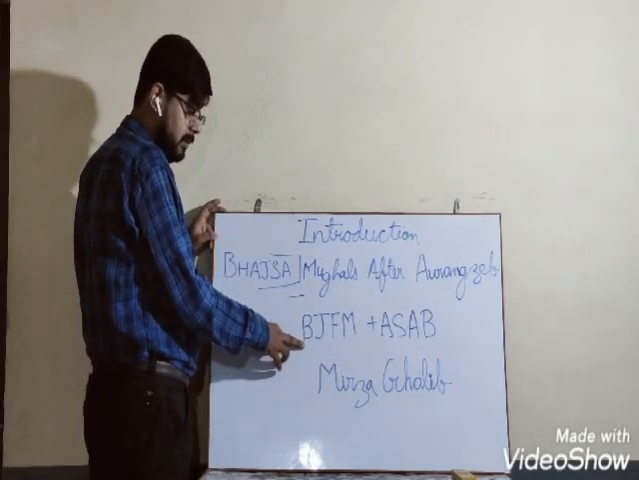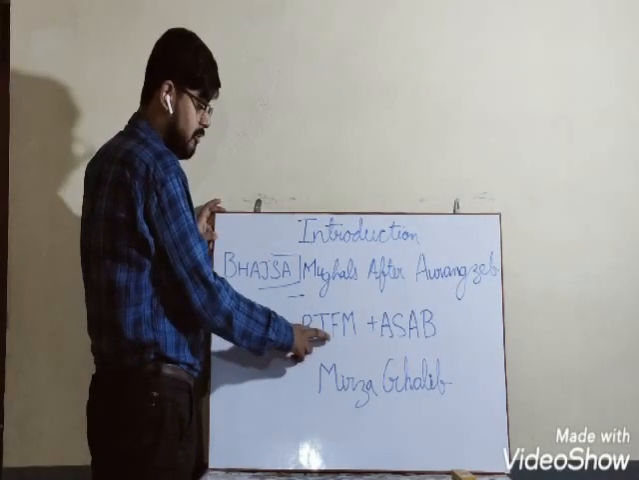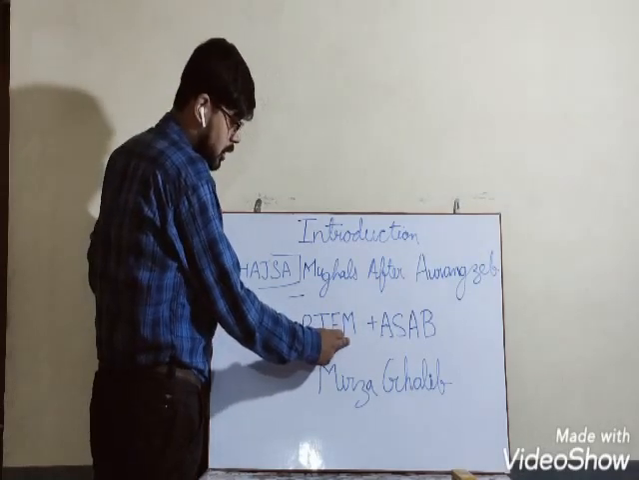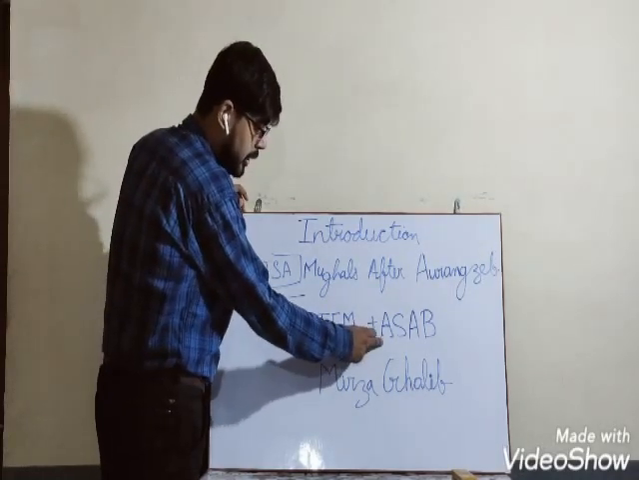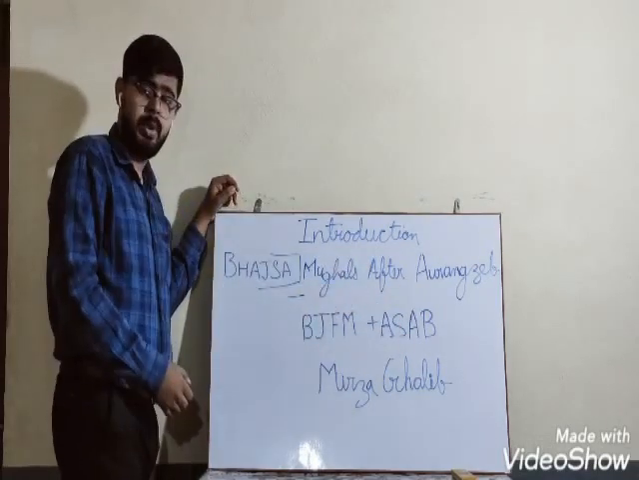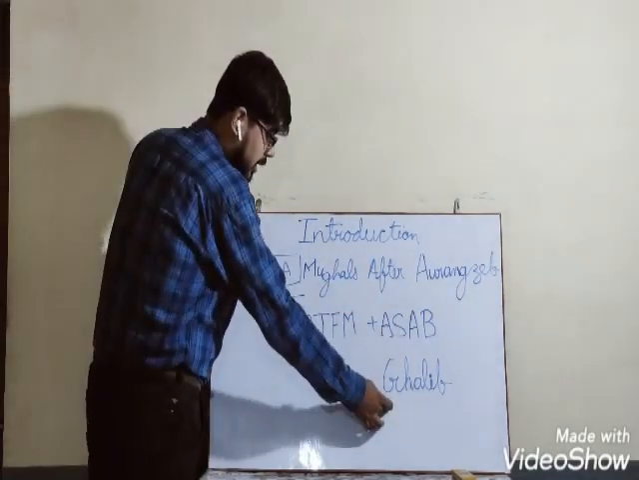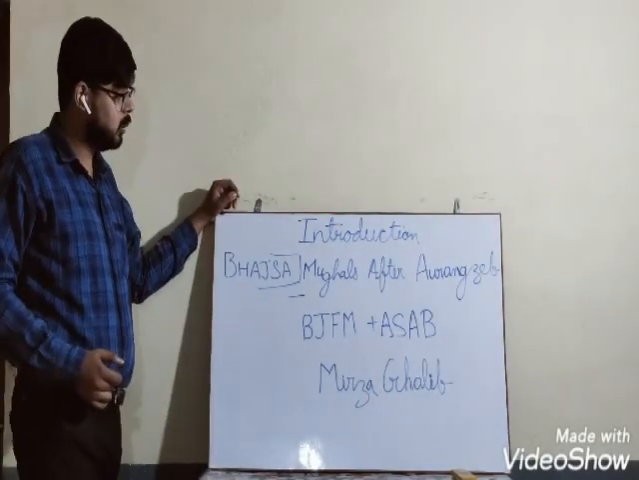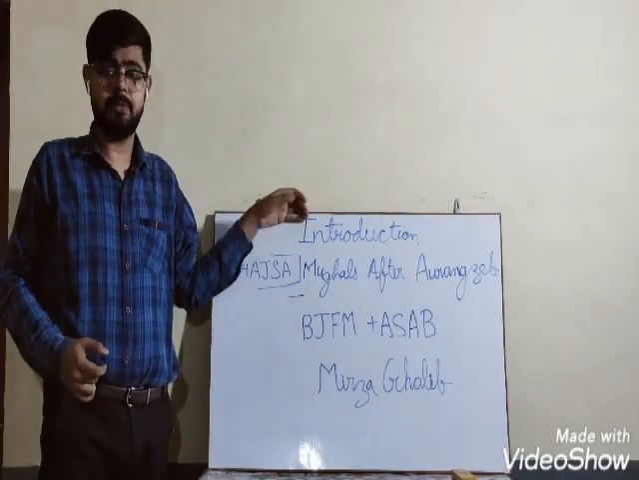Bahadur Shah I, Jahandar Shah, Farrukhsiyar, Muhammad Shah, Alamgir II, and then like this all the names. So let's start with the introduction of the chapter.